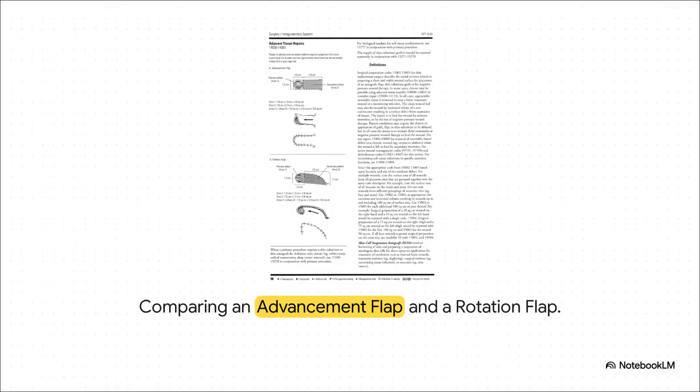Let's look at the actual mechanics of this. We have an advancement flap on top and a rotation flap on the bottom. Pay close attention to the math required here. Code selection for these transfers is not just based on the size of the original hole. It's actually based on the combined total square centimeters of both the primary defect being covered and the secondary defect the surgeon creates by cutting and moving that flap of skin in the first place. You are coding for the entire modified area.